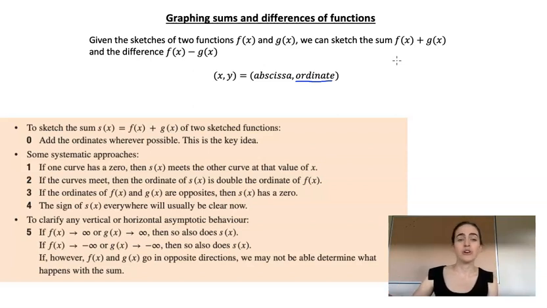Some more systematic approaches though: if one curve has a 0, say f of x has a 0, then when we add them together, the new value is just going to be the ordinate of the other function at that point. If the curves meet at the same point, then the ordinate of our new function is going to be double the ordinate of either function at the value where they meet. If the ordinates of f of x and g of x are opposites, so for example one might be 4 and one might be -4, then they're going to cancel out, so the ordinate of our new function would be 0. There's more to go through, but we're just going to start with that and have a look at our examples.